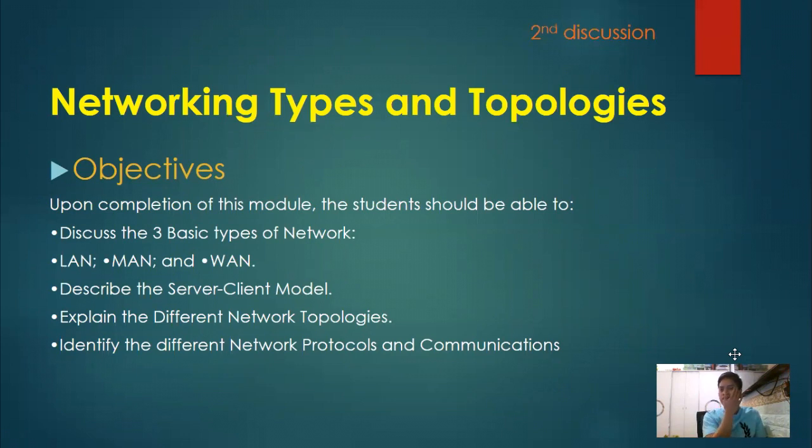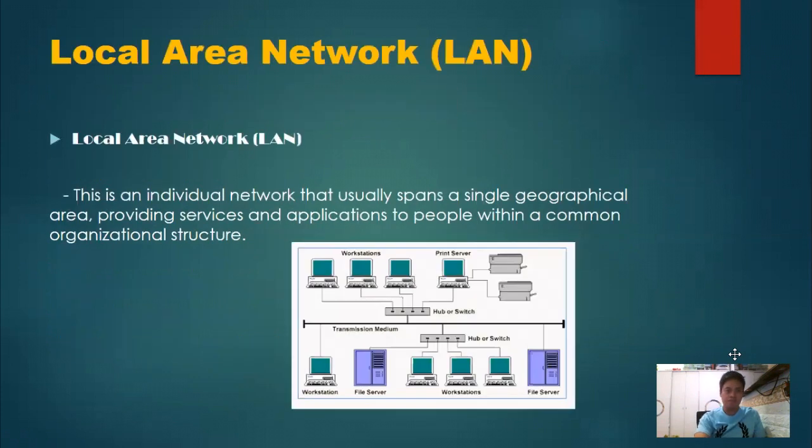And then we have the second discussion, which is network types and topologies. The objectives are to identify the three basic types of network: LAN, MAN, and WAN; describe the client-server model; explain the different network topologies; and identify the different network protocols and communication.